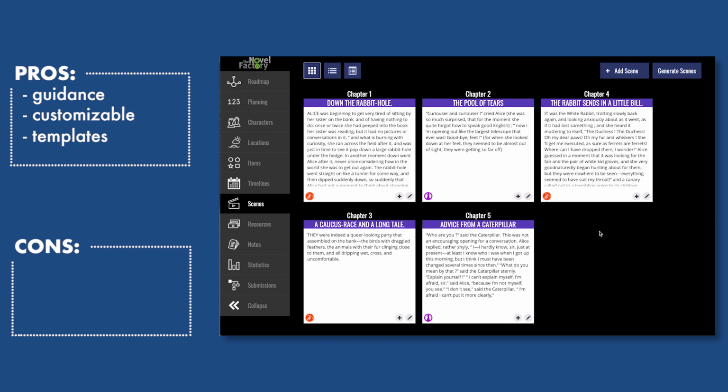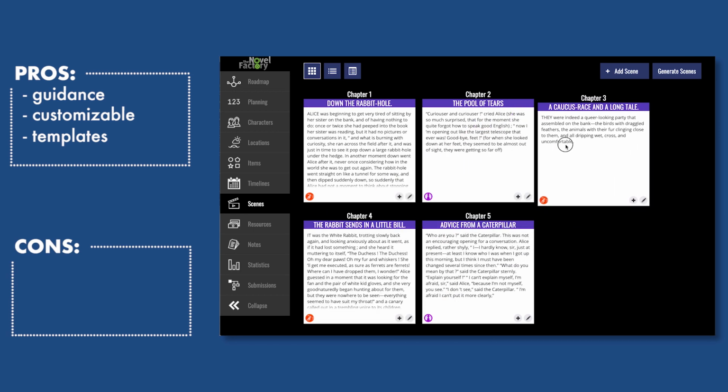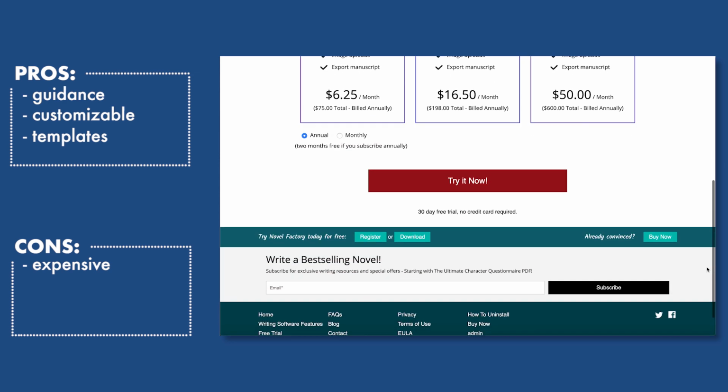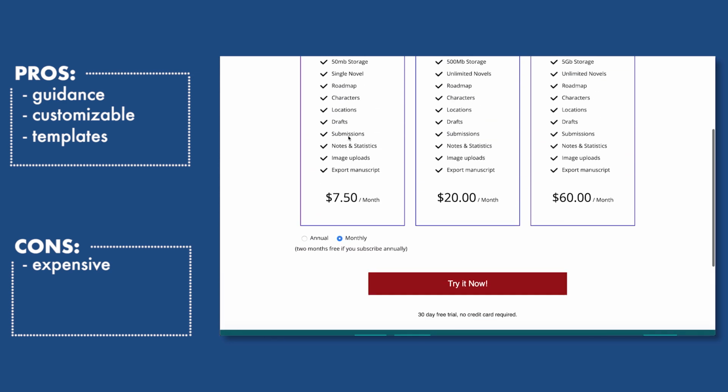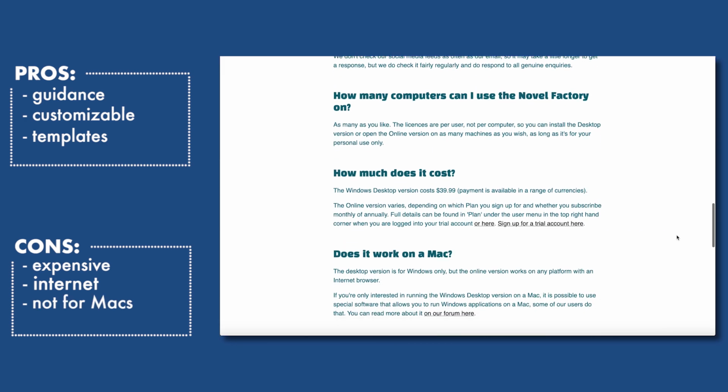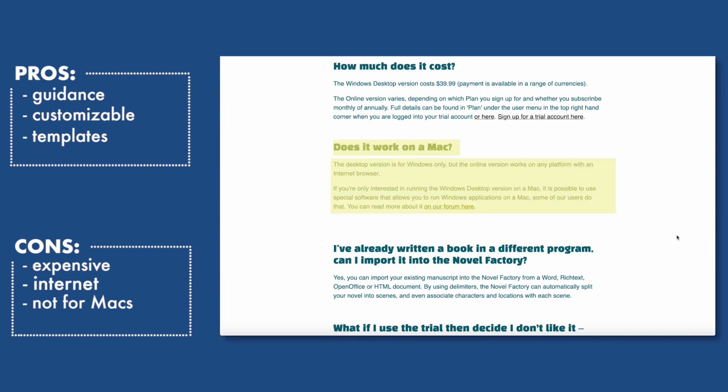Moving on to the cons though. First is that the Novel Factory is one of the most expensive options. Your costs are also directly related to the amount of storage you use, so the more you write, the more you're going to have to pay. With the Novel Factory, you can only work on your project while connected to the internet, so if you planned on working on the go, this won't be an option. And lastly, which is what we found to be the biggest concern, is that as of today, the desktop software doesn't work on Macs, only PC.